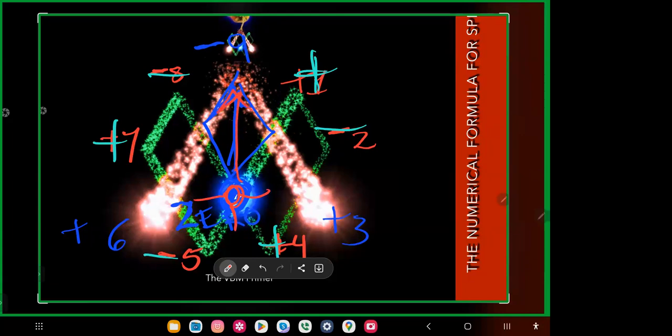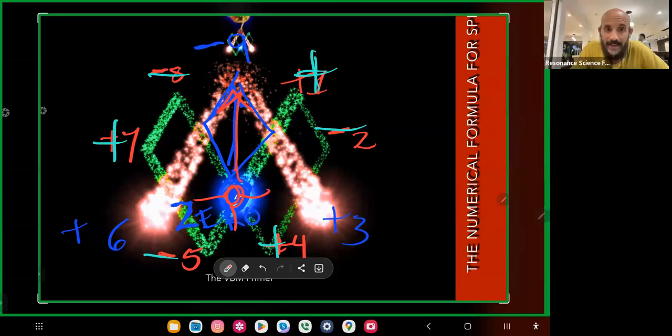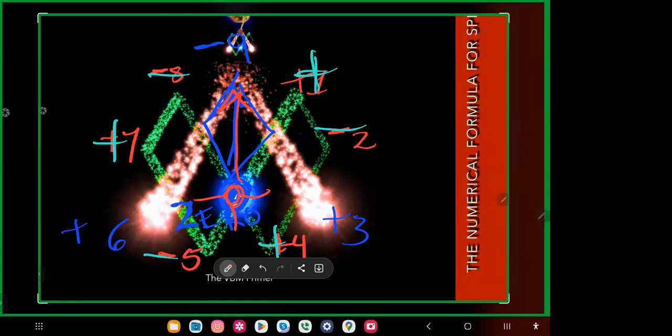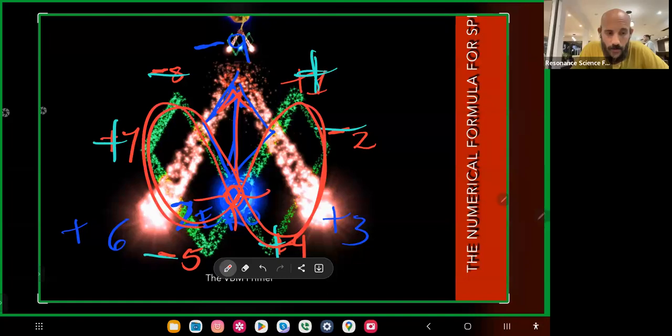And spirit travels in a straight line. It does not bend. It causes everything in the universe to curve and warp.